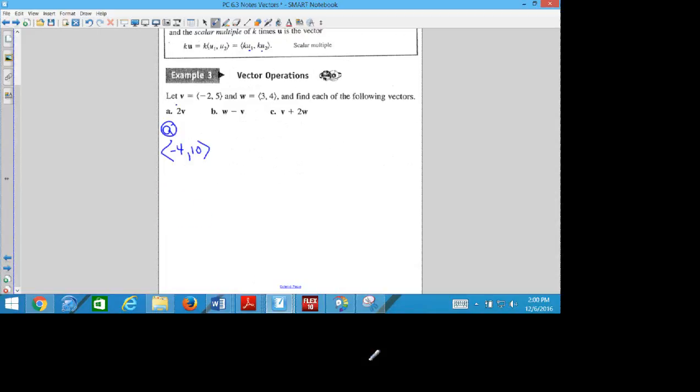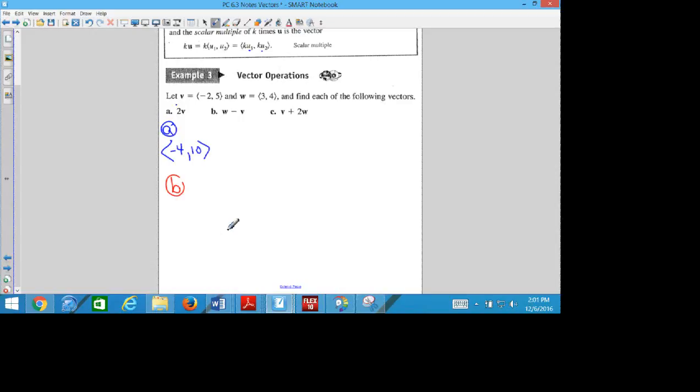Part B says take vector W and subtract vector V. I'm going to write it over here because of space. I feel like I can't fit it all in, but you probably have room. I'm writing bigger up here. I'm going to take vector W and I'm going to subtract vector V.